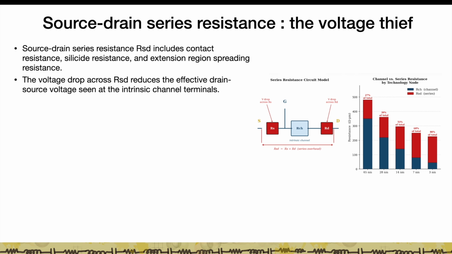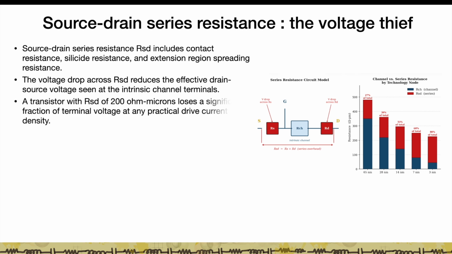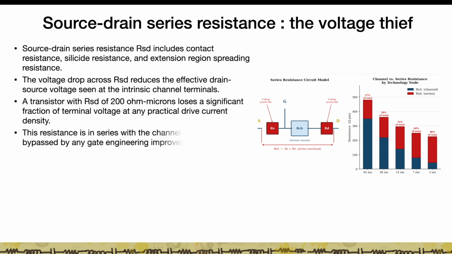Now that voltage never reaches the channel. So the intrinsic device sees a drain source voltage lower than what you'd applied at the terminal, and a source voltage higher than ground. Both effects reduce drive current. At 65 nanometers, the channel resistance was large enough that RSD was a modest fraction of the total. At 3 nanometers, the channel resistance has dropped so far that RSD is now comparable to or larger than the RCH, or the channel resistance. The denominator shrunk, the numerator didn't.